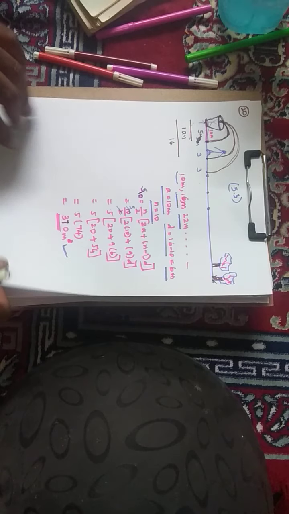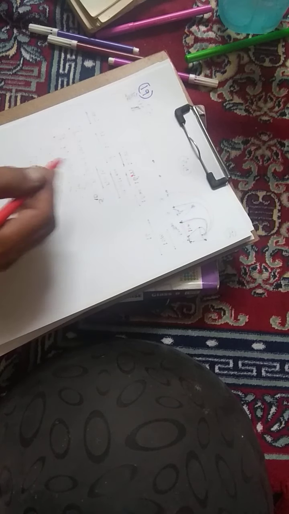So I will go for the 19th question. In the 19th question, if you observe carefully, this is the 19th question. 200 logs are stacked in the following manner: 20 logs in the bottom row, 19 logs in the next, and 18 logs in the next. How many rows are there, and how many logs are placed in the top row? So this is the question.